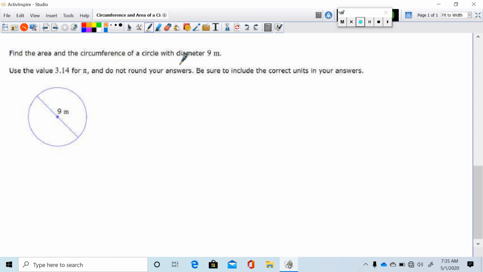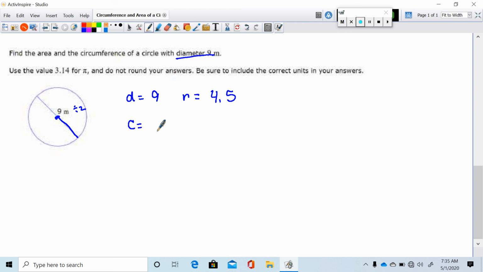Find the area and circumference of the circle with a diameter of 9. Well, this time they gave you all the way across. The diameter is 9, which means the radius, if 9 is all the way across, the radius is half of that. So you just do 9 divided by 2 for the radius, which is 4.5.